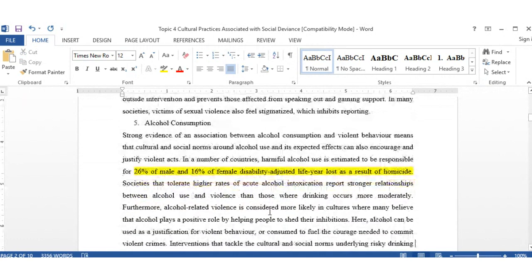I have highlighted it here in yellow, where it says 26% of male and 16% of female disability adjusted life. What I'm trying to say is that 26% of male and 16% of female who are disabled or persons living with disabilities are a result of violence created by alcohol consumption. Note, the study does not mention alcohol abuse, it mentions alcohol consumption.